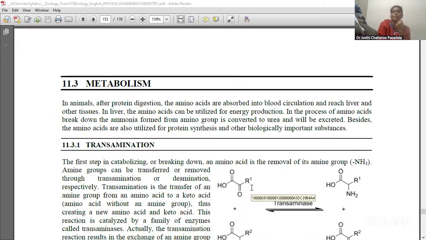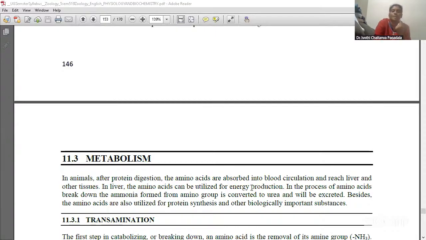When coming to the metabolism in animals, after the digestion of the food, the protein, the amino acids are absorbed into the bloodstream, from where the blood circulatory system carries them to the liver and to the other tissues.